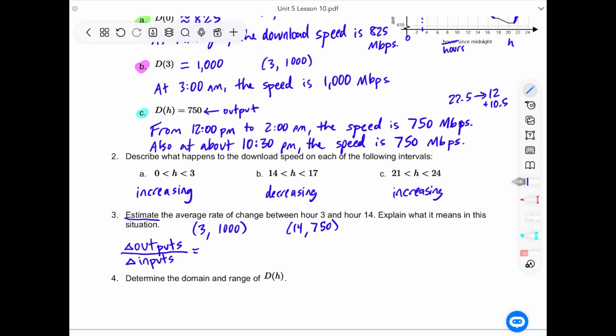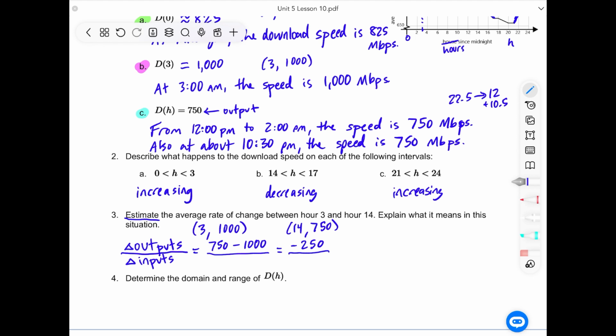Let's think about this. If my output speed at hour 3 was 1,000, and then at hour 14 it's now at 750, I've decreased. So I take the number where I end up minus the number where I started. 750 is where I ended up at download speed for hour 14, minus the 1,000 that we started at. I'm going to go ahead and simplify that. The difference between those two numbers is 250. But because I started at a higher value and ended at a lower, this change is a negative 250. If you go to Desmos and type in 750 minus 1,000, you get negative 250.